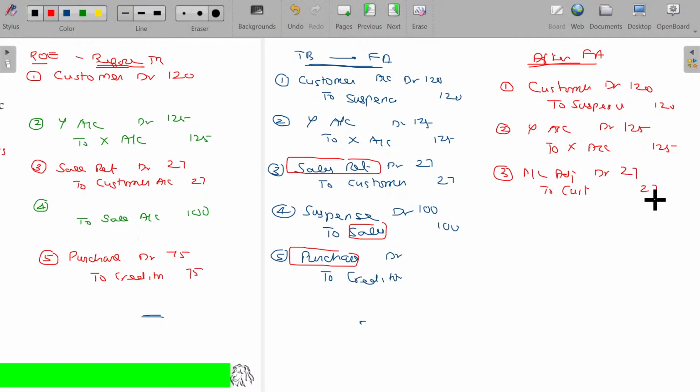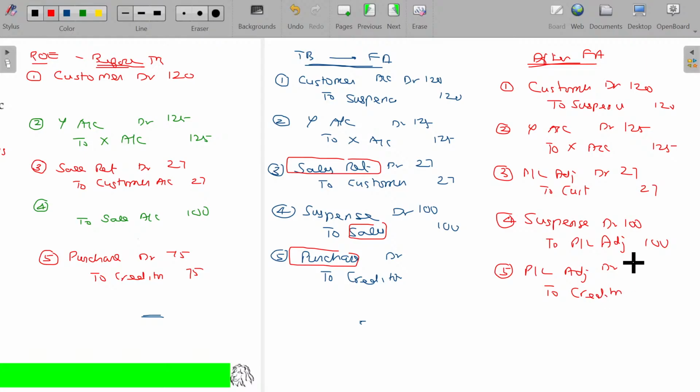Nominal account is going to be replaced with the P&L account. Fourth one, suspense account debit to P&L adjustment account, the value being 100. Fifth, P&L adjustment account debit to creditors, the value being 75.